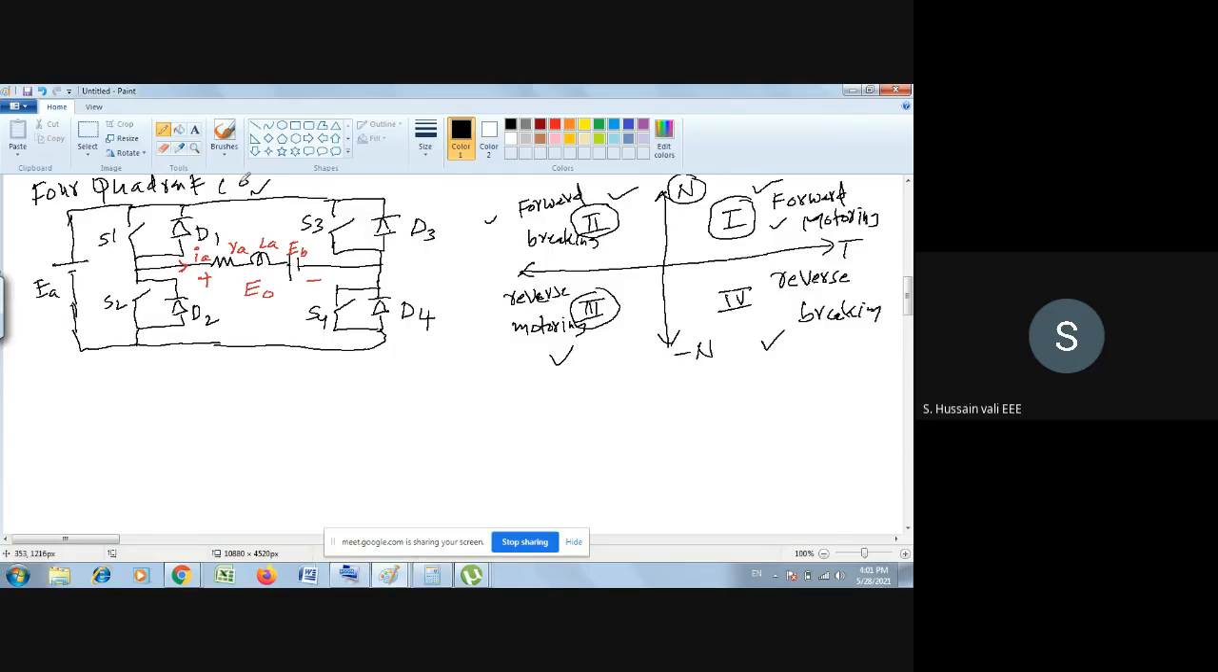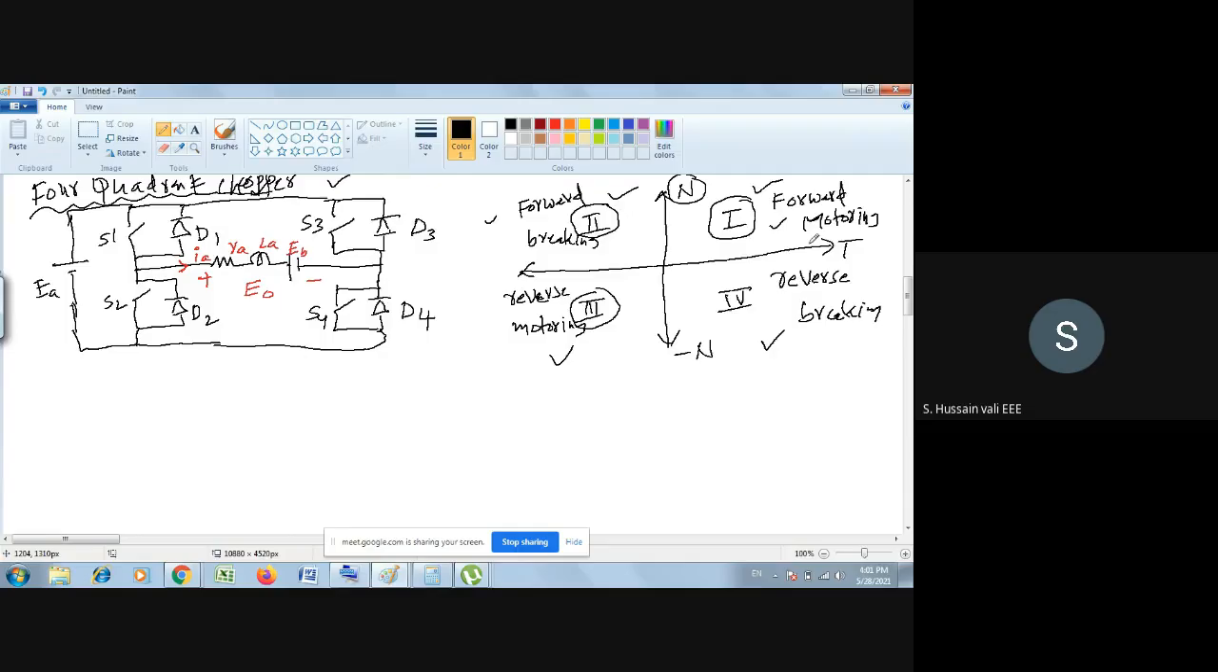Using a four quadrant chopper, we can run the motor in all the four quadrants. That is the advantage of the chopper. That's what I want to say at the end of this explanation. The motor has this application. What are the applications of the motor?